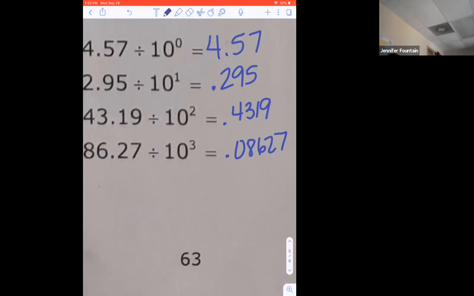Once you finish that column, look up and check your answers. 4.57, 0.295, 0.4319, and 0.08627. Any questions?